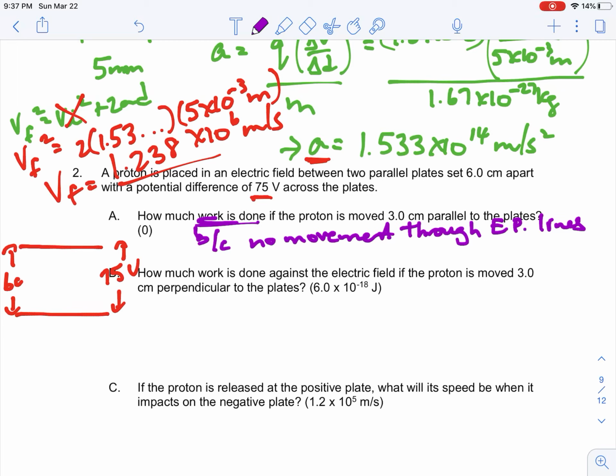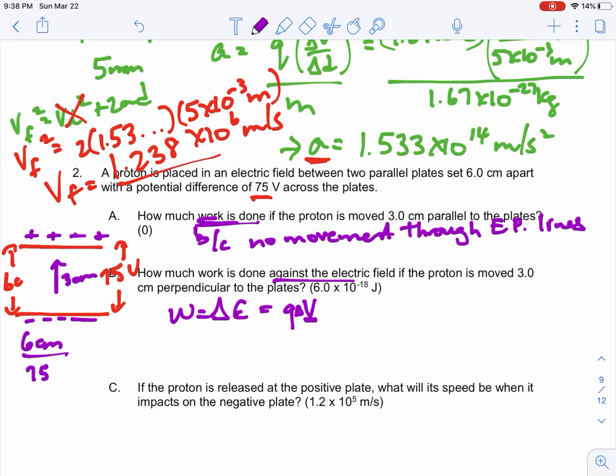Okay, second question. How much work is done against the field if the proton is moved 3 centimeters perpendicular to the plates? Okay, so moving it against the field, it would have to be moved this direction. So against the field and 3 centimeters. And so again, work is that change in energy. And that formula is QV. So you need to know how much potential difference it has moved through. And this goes back to your proportions and your equipotential lines. We know that 6 centimeters is equivalent to 75 volts. And so 3 centimeters would be how much volts? And that, of course, is half the distance, half the voltage, so you get 37.5 volts. So in moving it 3 centimeters, we will move it through 37.5 volts.